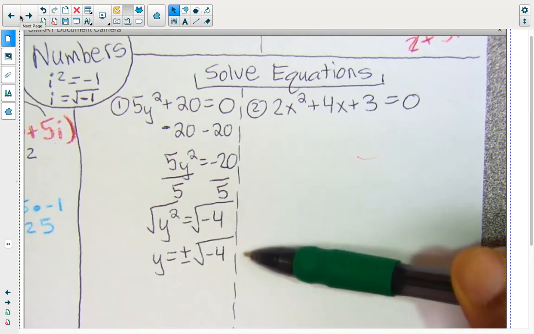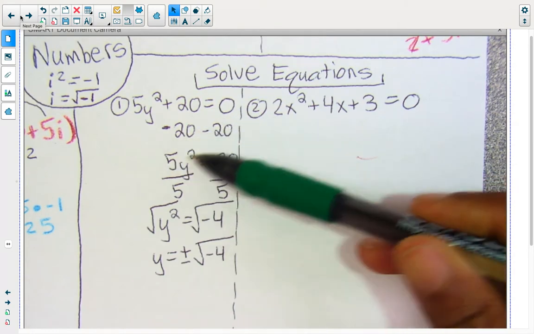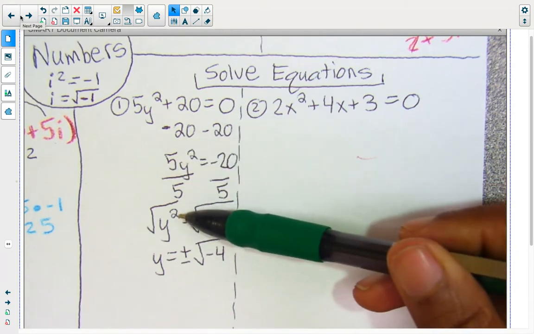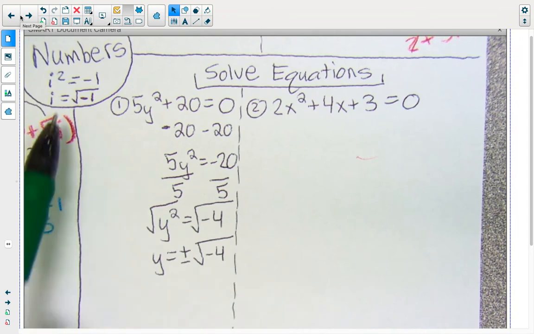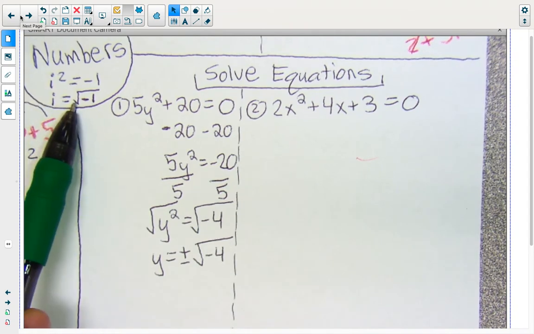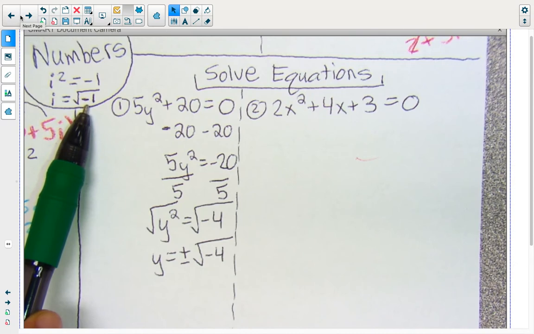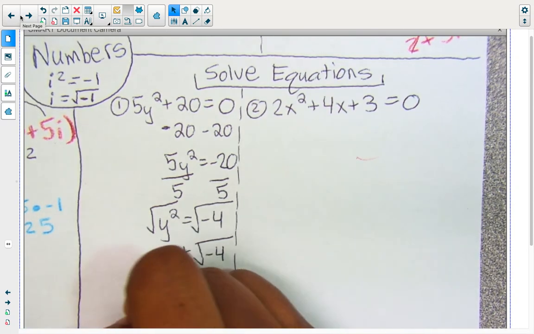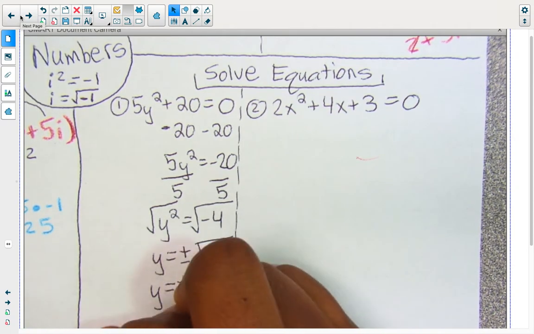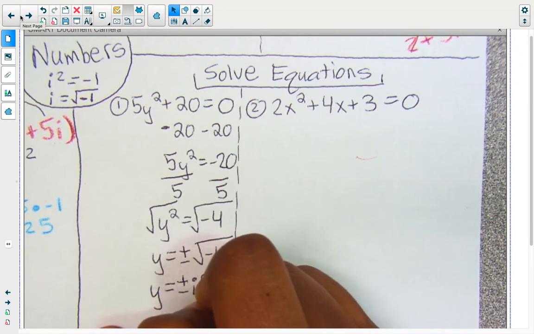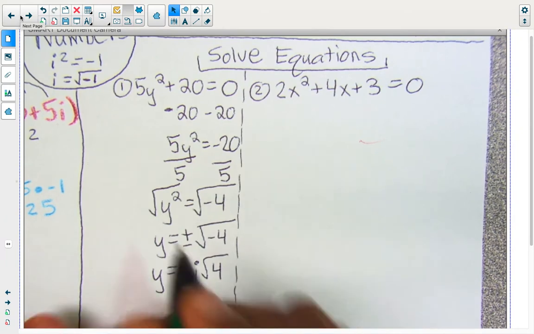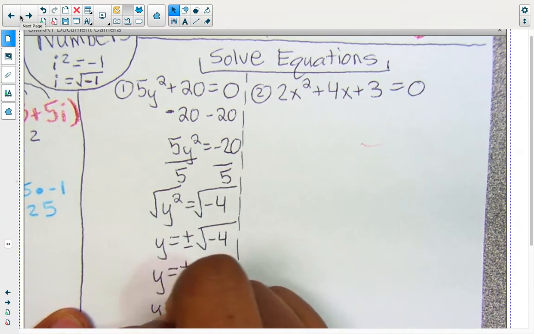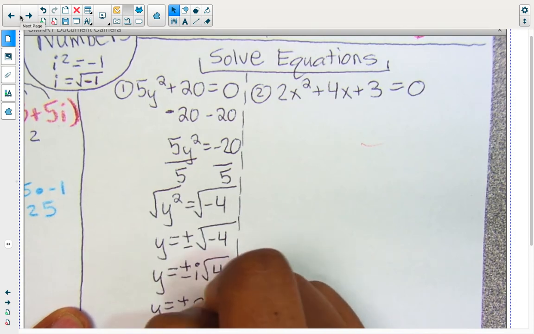Now, up until this point, we need to do the opposite. We need the opposite of square, which was the square root. Now, we can't have a negative inside the square root, so we're going to take out i. Up here in my little bubble, i equals the square root of negative 1. So we're going to factor out an i. So this is going to be y equals plus or minus i square root of 4. And the square root of 4 is 2. So our final answer, y equals plus or minus 2i.